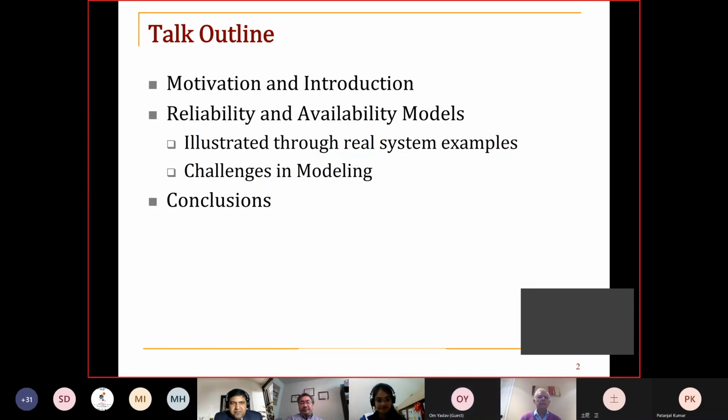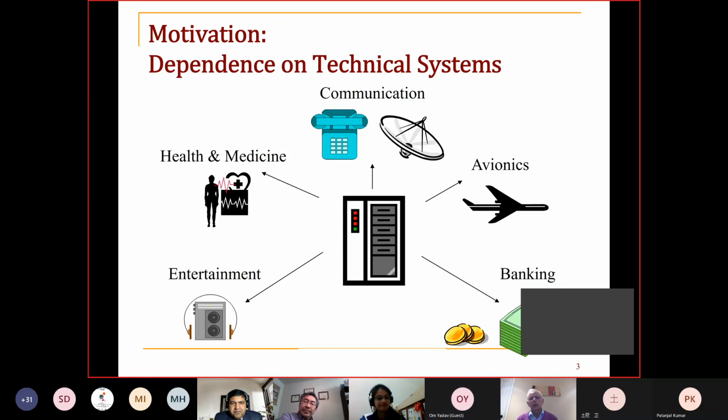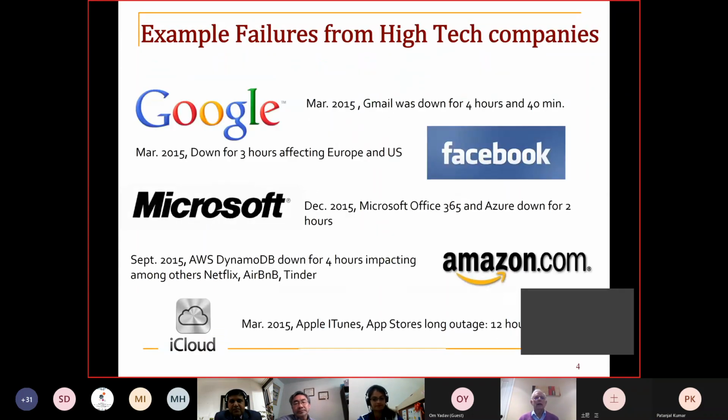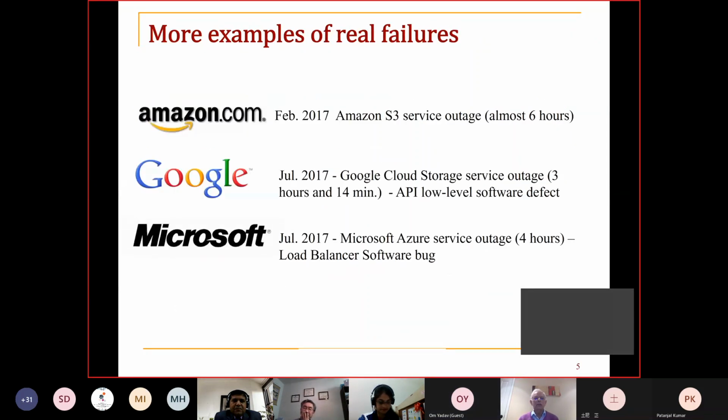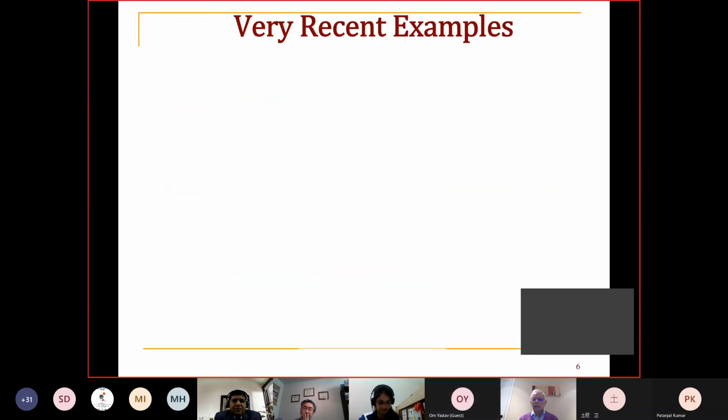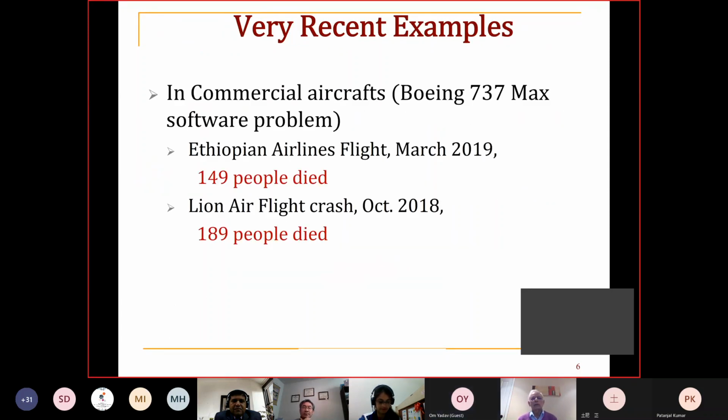some of these challenges. So the motivation is very clear: today we depend on technical systems, computer, communication and other systems for just about everything we do in our life. So we want them to be reliable and available. But we look around and we find even among very high-tech companies, there are lots and lots of failures out there that are documented and continue to do so. And there have been some major examples of failures that actually cause people's death, like the Boeing 737 MAX.